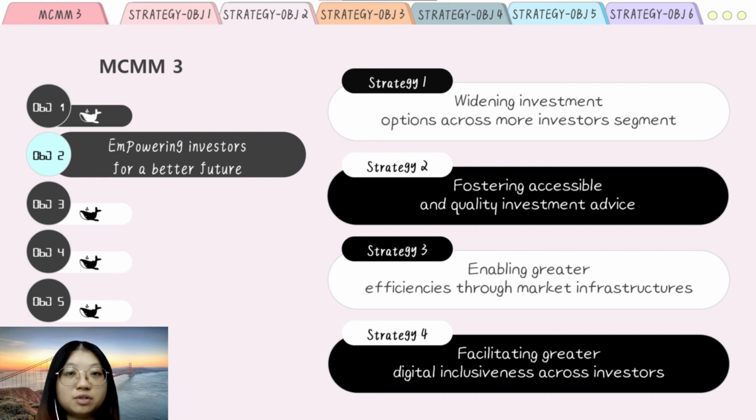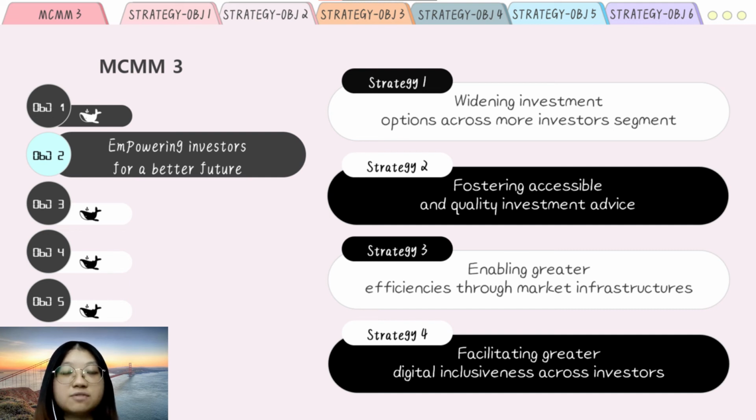Similarly, there are 4 strategies for Objective 2, empowering investors for a better future. The first strategy is widening investment options across more investor segments. The first initiative here is reviewing the framework for investor categorization by considering criteria such as level of investor knowledge, professional experience, and sophistication to assess qualifications for the accredited investor segment and consider measures to increase inclusivity for the mass affluent segment. Also, an effort like evaluating an approach is launched to liberalize access to non-traditional products for the mass affluent segment.